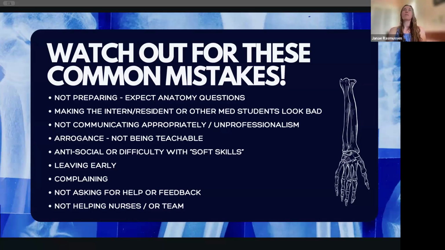And then one of the most common things I see are medical students who stand at the back of the room and don't help out with turning over rooms.